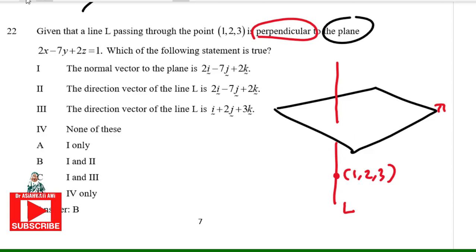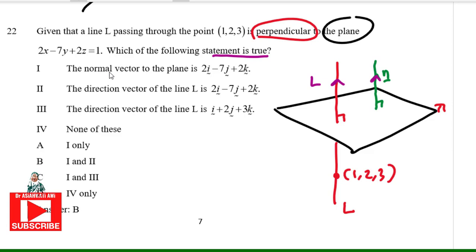And here, from the plane, the normal vector is perpendicular to the plane, and L is also given perpendicular, right? So we can conclude that L is parallel to N. Check the normal vector.